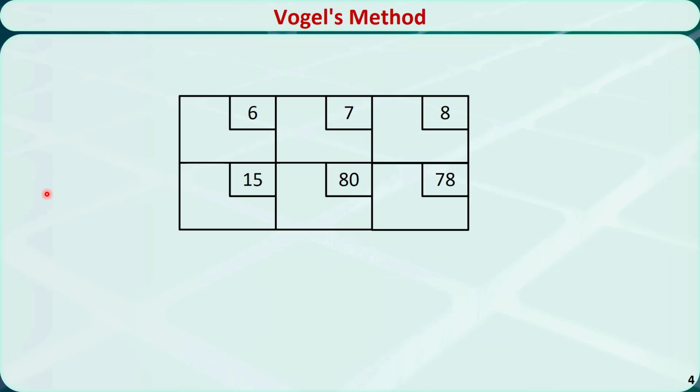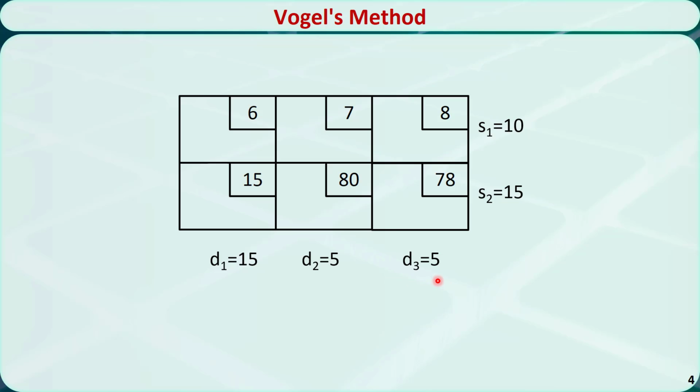For example, this is the transportation tableau. The unit transportation cost is shown in the top right corner of each cell, like 6, 7, 8, and so on. The total supply for the first row is 10. For the second row is 15. The total demand for the first column is 15. For the second column is 5. And for the third column is 5 as well.